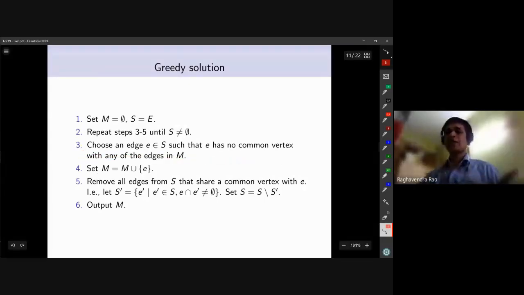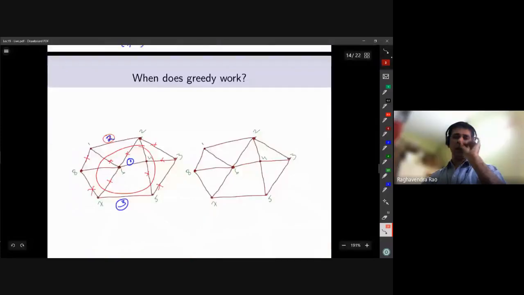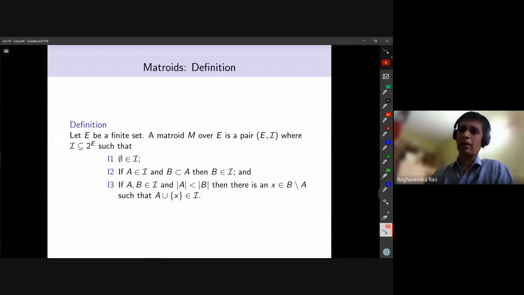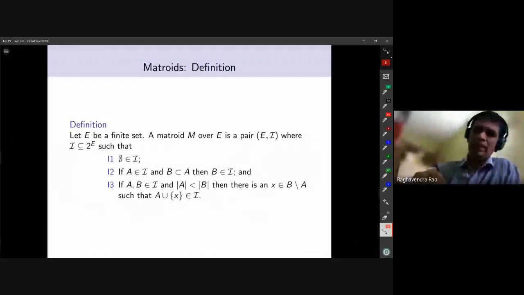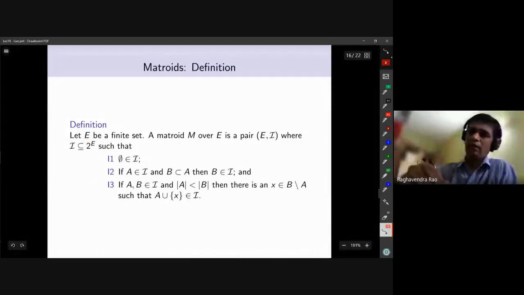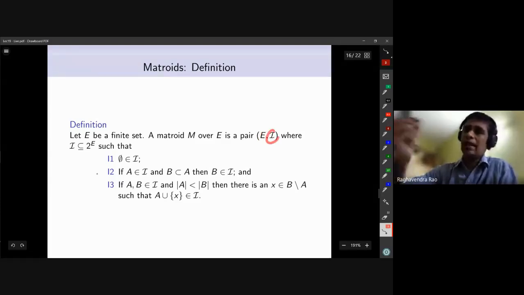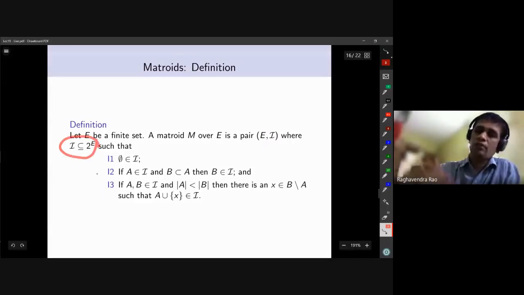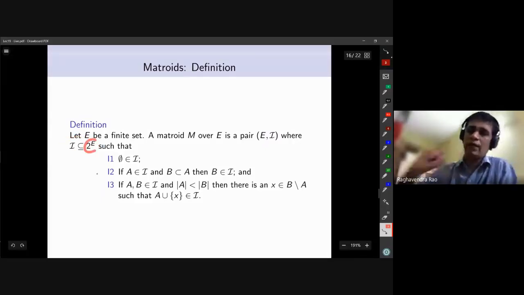If the conditions are satisfied by our problem, then the greedy algorithm works. I'll just give you an abstract definition for now. In the next lecture, we'll see a couple of examples to illustrate them. So let E be a finite set. In the case of a graph, E is going to be the set of all edges in the graph. A matroid M over E is a pair E and calligraphic I, where I is a collection of subsets, that is, I is a subset of the power set of E.